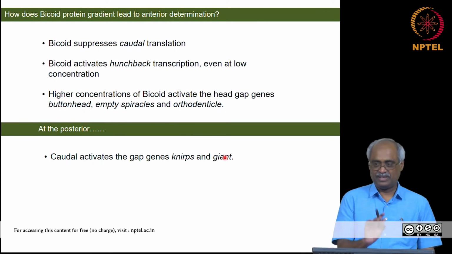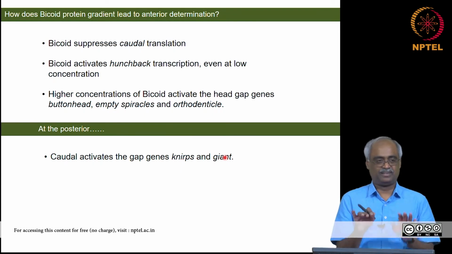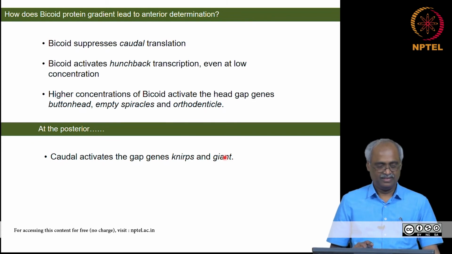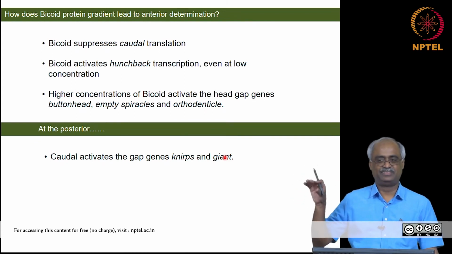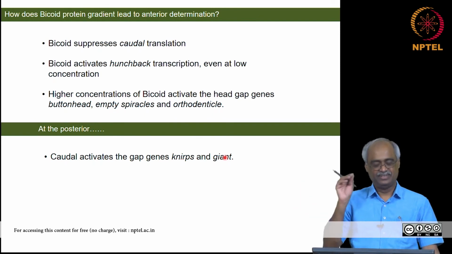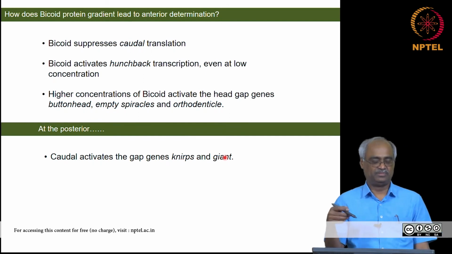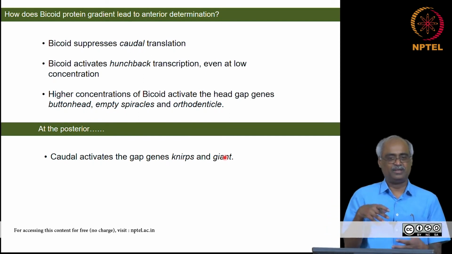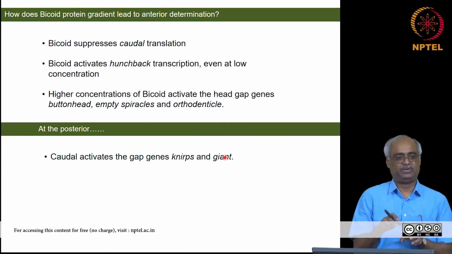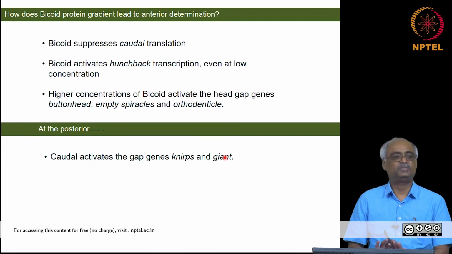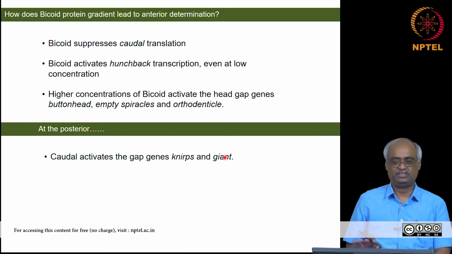So, this is the summary of the anterior and posterior set up by the maternal effect products gradients. We have not seen one part of it, that is we put the nanos in the posterior. So, what is nanos doing at the posterior? Nanos binds to the hunchback mRNA 3' UTR along with pumilio. Both these proteins bind to hunchback 3' UTR and suppress hunchback translation in the posterior.